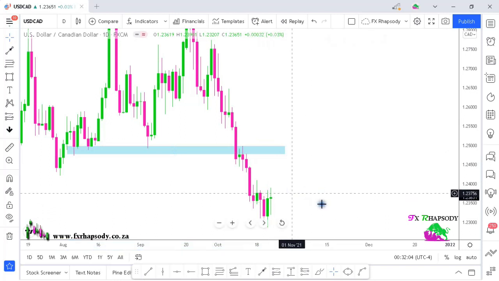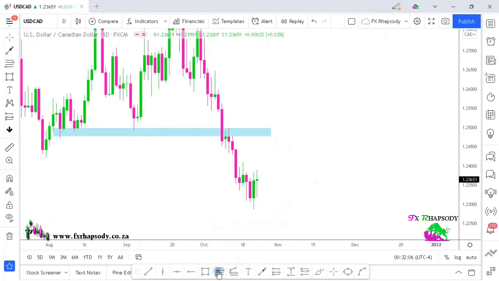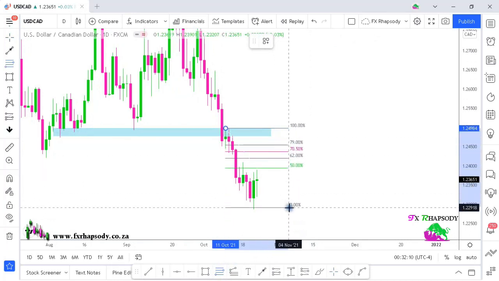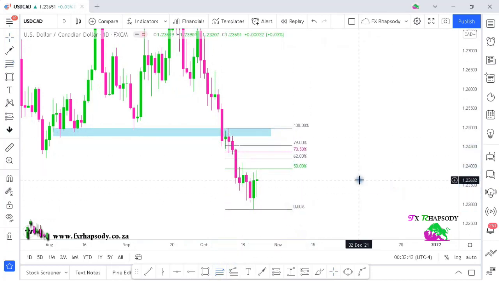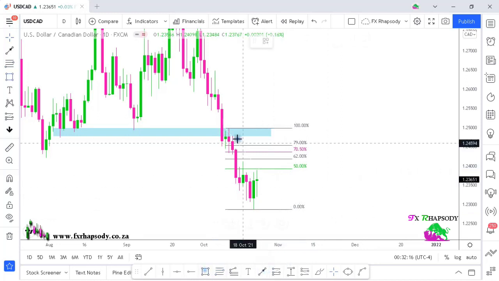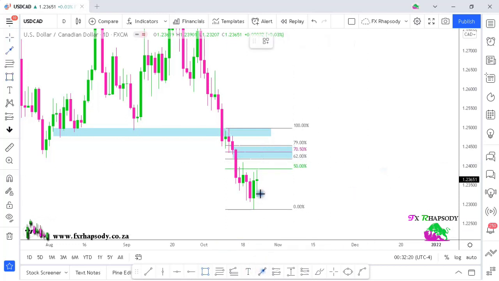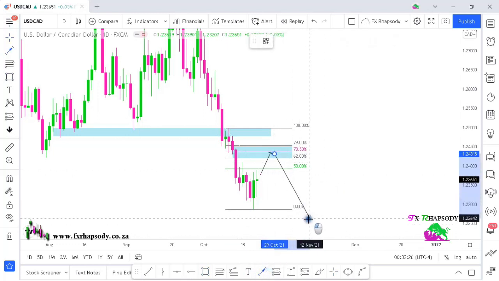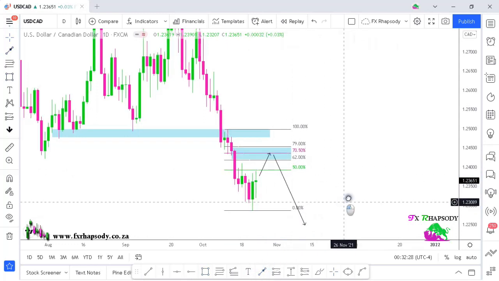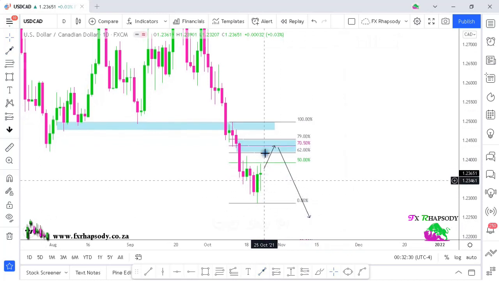That's a key area. So basically what I do is I take my Fibonacci from this swing there all the way down to this swing. So what we might see is the following. We might see price pushing up to the 62%. So we might see price pushing up slightly into that area before maybe selling off to the downside. Okay, so this is basically for the shorter term.